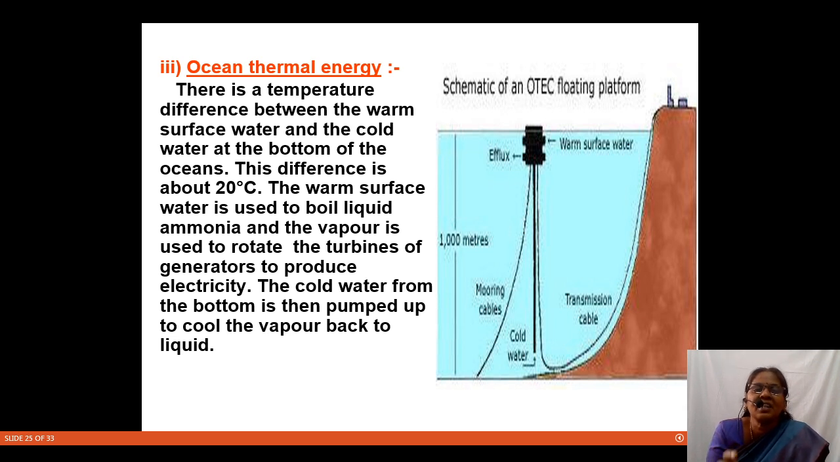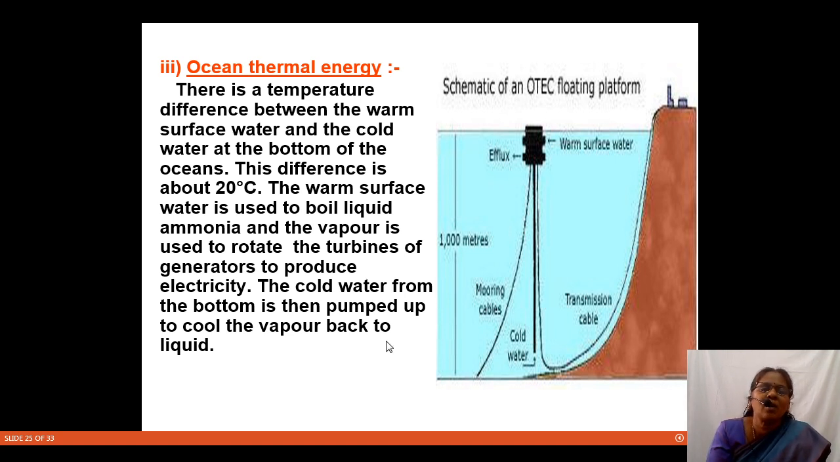There is a temperature difference between the warm surface water and the cold water at the bottom of the oceans. The surface is warm, and inside it is cold. How much difference will we get from the top to the cold water? Minimum, this difference is about 20 degrees Celsius.